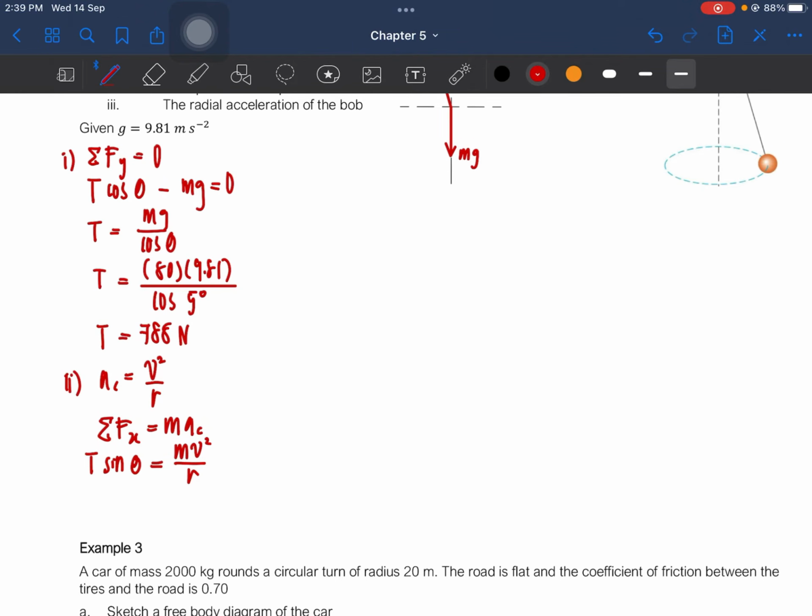Okay, so sekarang ni kita mau cari apa? Kita mau cari v. So kita boleh jadikan v square dulu. So v square is equal to T r sin theta over m. Kita mau cari speed kan.